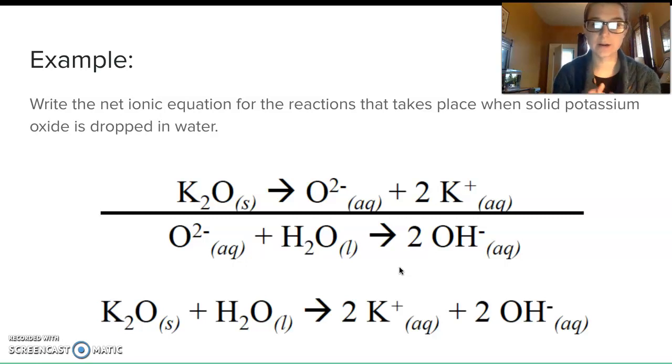Other ions that are extremely basic, like O2 minus, that will strip away a hydrogen ion from water, would be N3 minus and NH2 minus. Okay, so those are other ions that would, again, strip away that hydrogen ion from water.